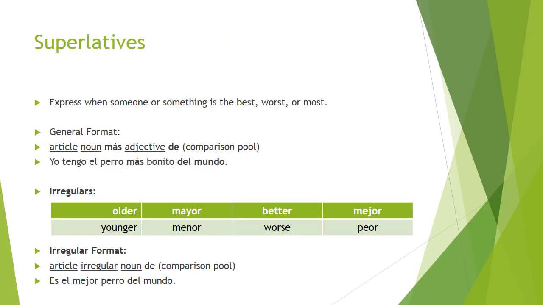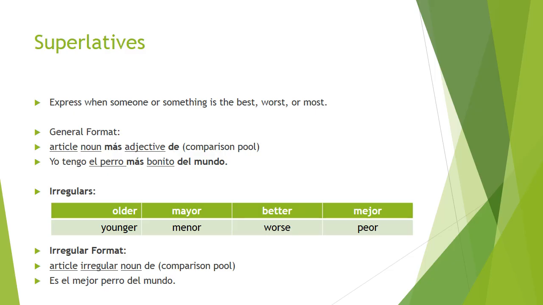Superlatives express the best, worst, or most of something. Typically, superlatives follow this pattern. First, you have the article el, la, los, or las. Then you have the noun, más, the adjective, de, and then whatever you're comparing, the class, the neighborhood, the country, the world. Here's my example. Yo tengo el perro más bonito del mundo. I have the prettiest dog in the world.